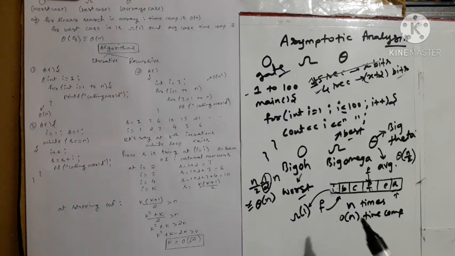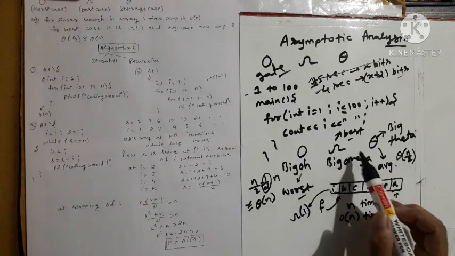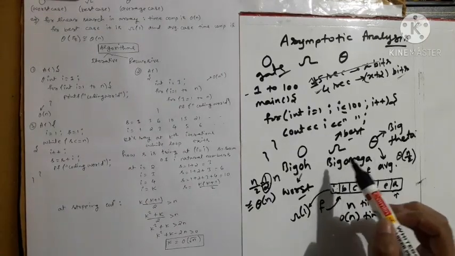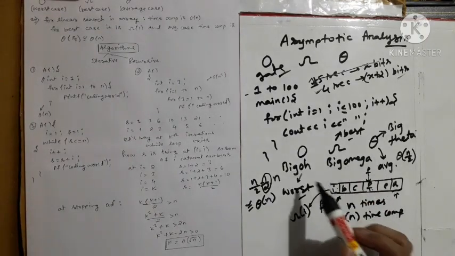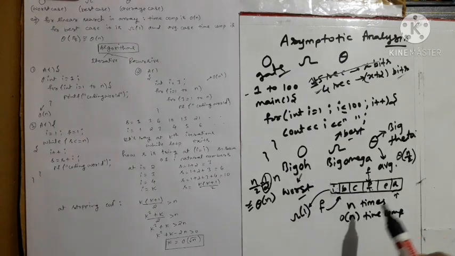So for linear search in an array, the best case time complexity is omega 1, means big omega of 1. Worst case time complexity is big O of n, and in average case it is theta n.